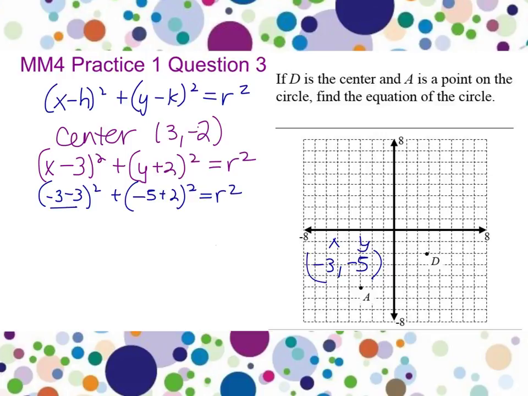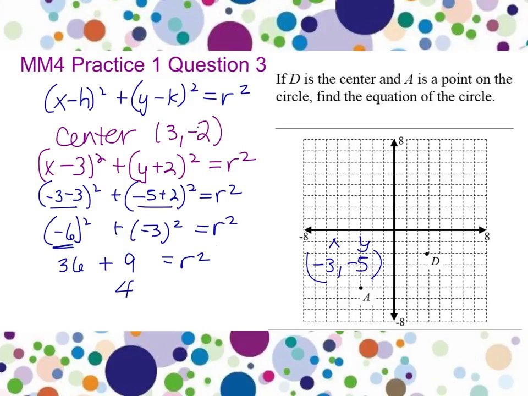All right, so -3 minus 3 is -6. -5 minus 2 is -3. That's equal to the radius squared. If you use your calculator to square these, make sure you enter the negatives in parentheses or it will give you a negative value. So -6 times -6 is +36. And -3 squared is +9. And when we add that together, we get 45.